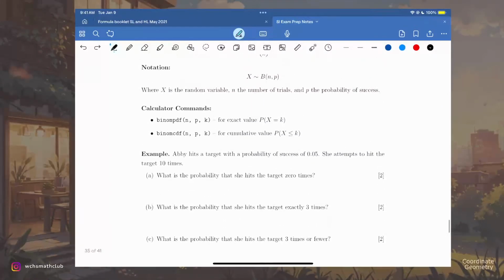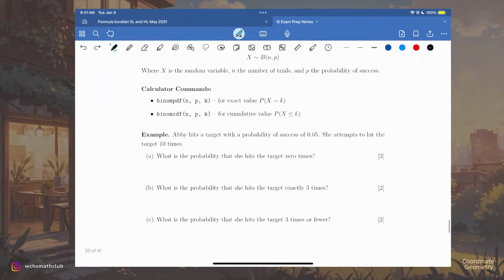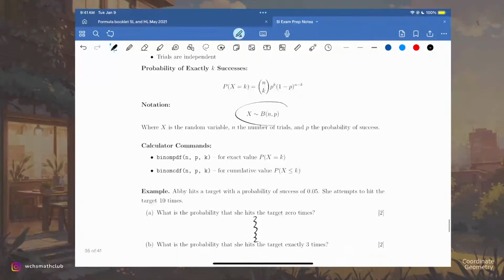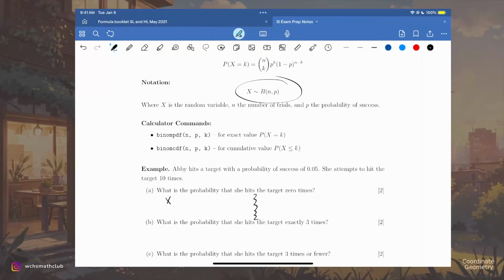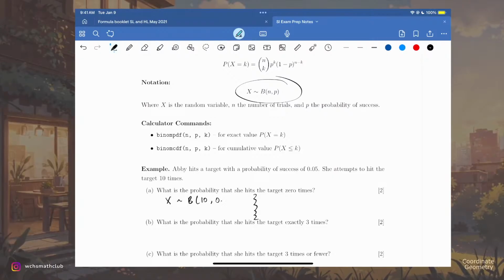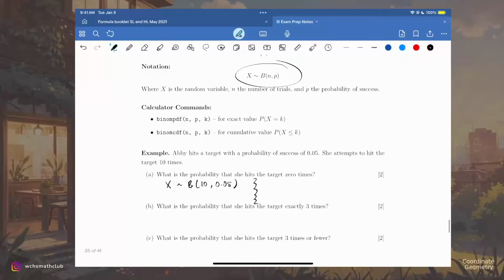I'm going to show you 2 ways to do this problem. One way is you completely forget how to use your calculator, and the second way is you remember how to use your calculator. With your calculator, we can write this statement in terms of the probability function: X is modeled by the binomial distribution with 10 trials with probability 0.05 of success. And now you're going to use your calculator.